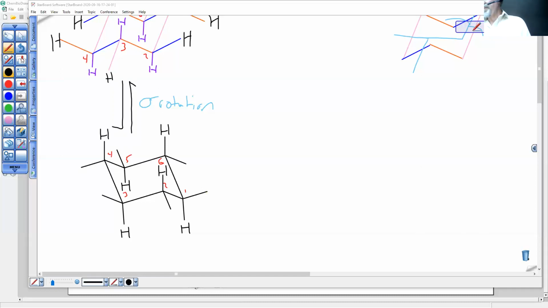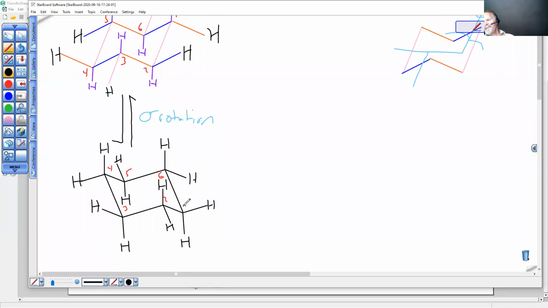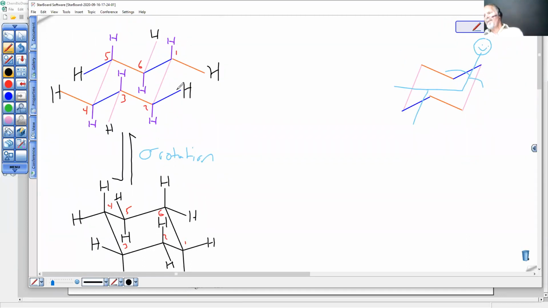What are we doing? Pen's off. This chair represents cyclohexane half the time, and this chair represents cyclohexane the other half of the time. End of story. Simple story.